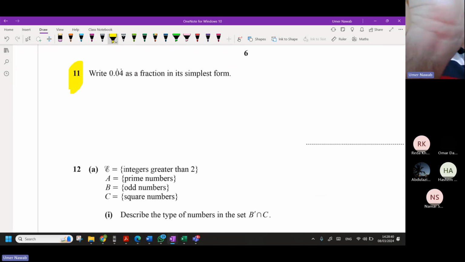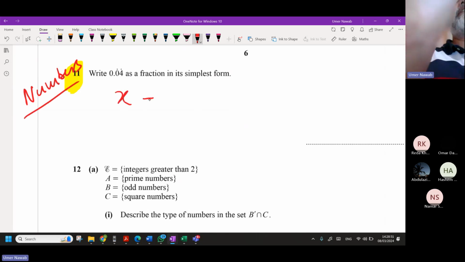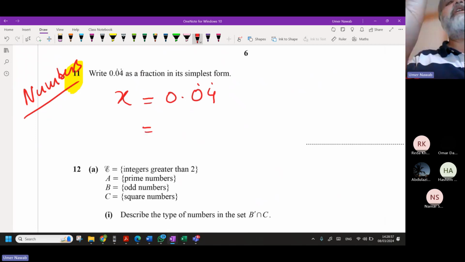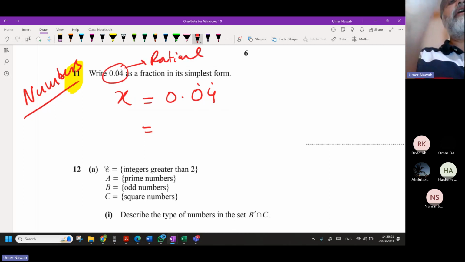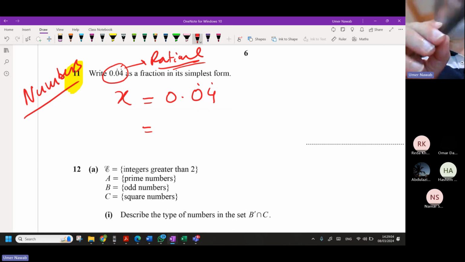Now, question number 11. I think Mr. Abdul Salam has already explained it to you. It is a recurring decimal. Again, this concept came from numbers. Now, I will call x equal to 0.04 recurring. If I want to write this number, this recurring decimal, it is a rational number, guys. Rida asked me this question: any recurring fraction, is it rational or irrational? It is a rational number.